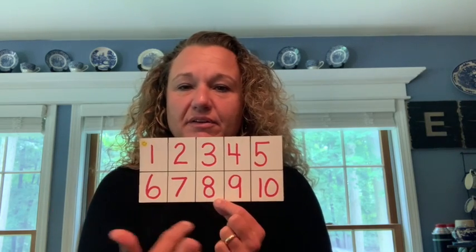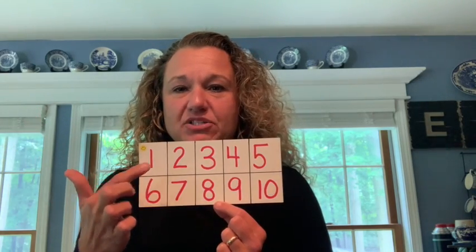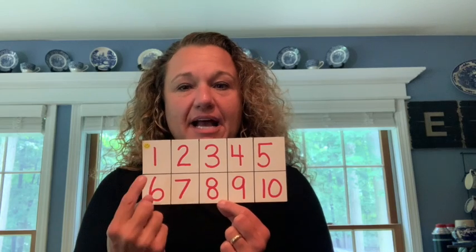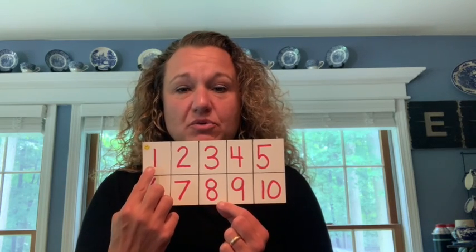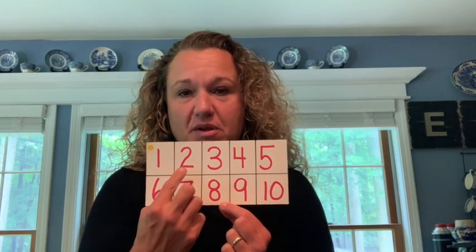Now, if you look, there's one number in each spot. I don't have a 1 and a 2 in one spot. I don't have a 2 and a 3 in one spot. Only one number gets one spot.